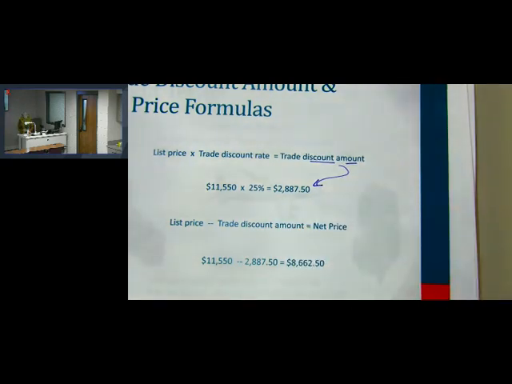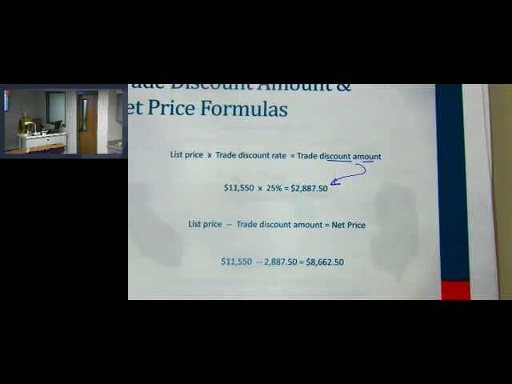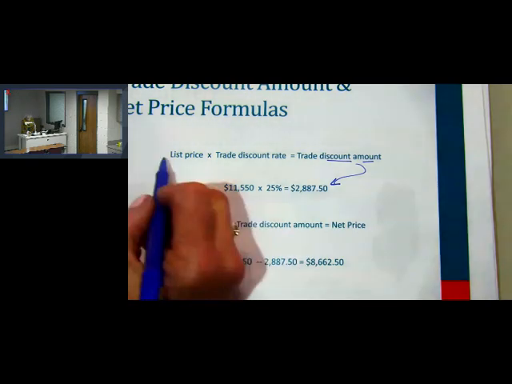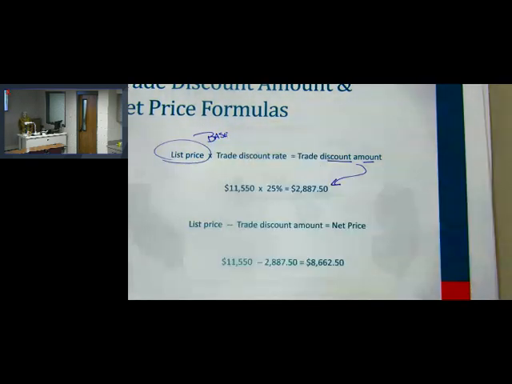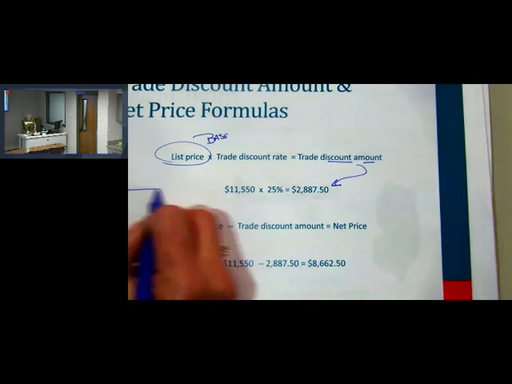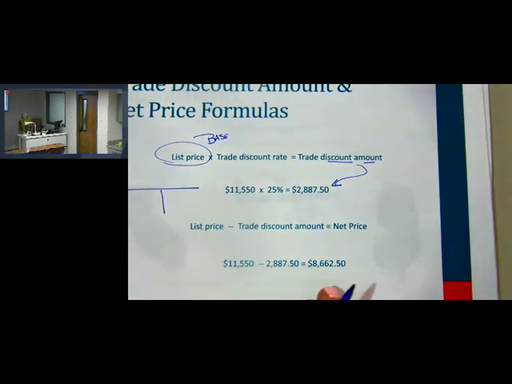Just another side note on this, we just finished chapter 6 and we used basically portions, base, and rate. In chapter 6, if you remember, base is always going to be the full price, so always think of your list price as always being base as well. If you wanted to use the pie diagram on these problems in this chapter as well, you certainly can do that. So I'm just going to add some additional information here.